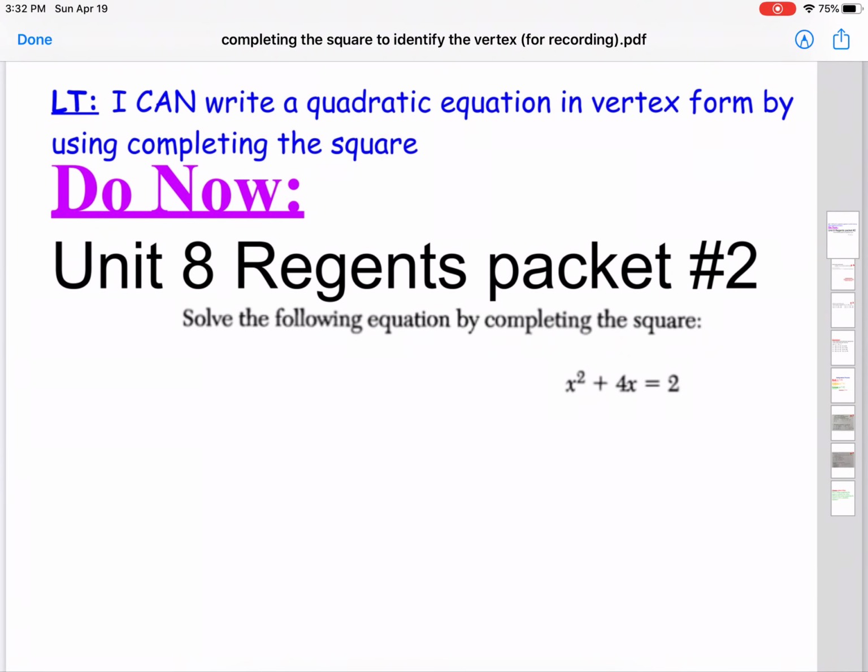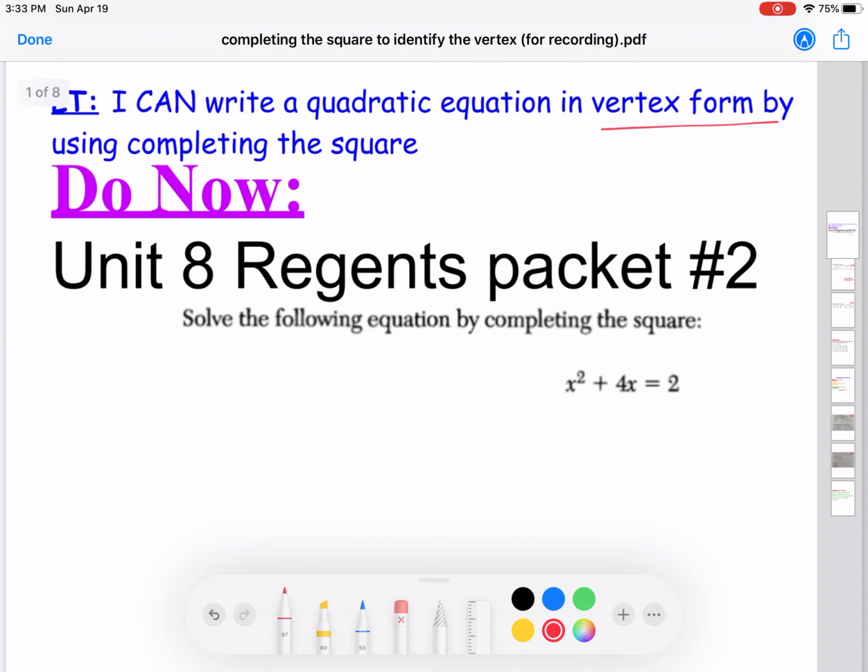Okay, in this lesson, we're going to continue our work with Vertex, and we're going to focus specifically on vertex form. Our learning target for this lesson says I can write a quadratic equation in vertex form by using completing the square. So completing the square was one of the methods that we learned to solve quadratic equations at the beginning of Unit 8, and we're going to be using those steps and that knowledge in this lesson.